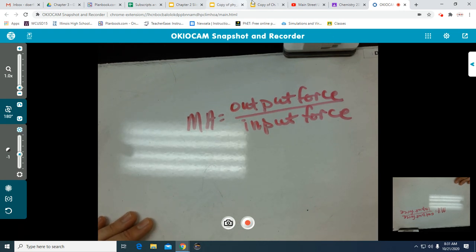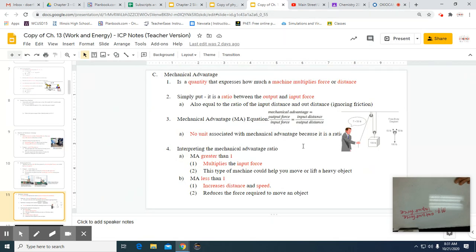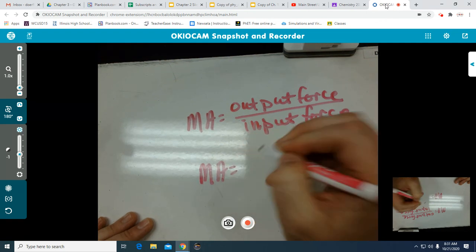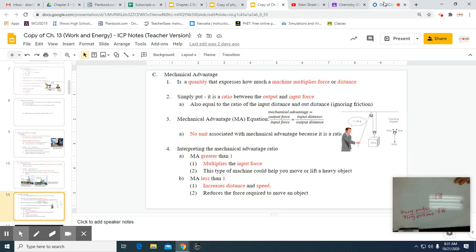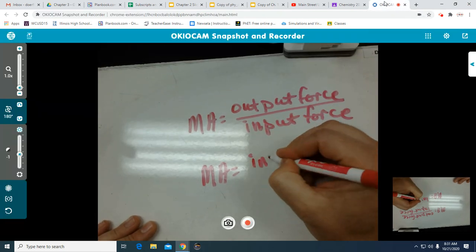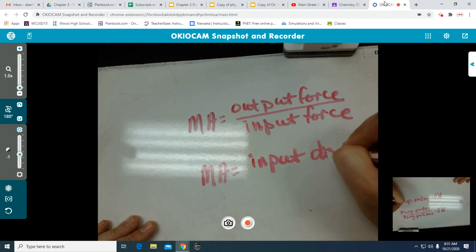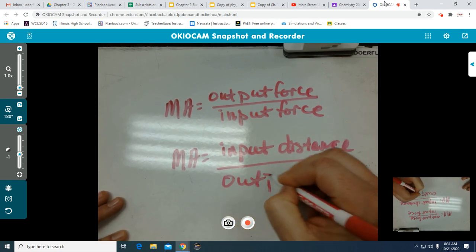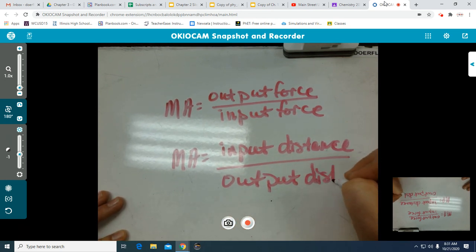So that's one version of the formula. There's also the second where we look at the input distance, okay? And so mechanical advantage is equal to the input distance divided by the output distance. Okay, sorry for the chicken scratch.